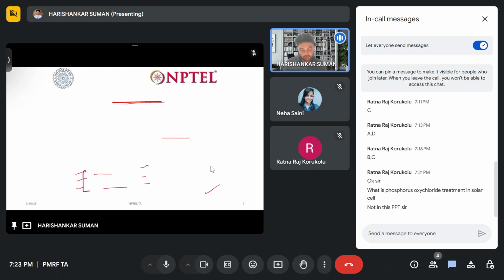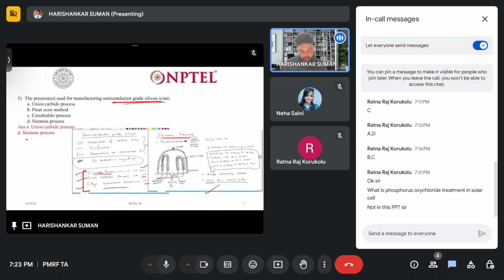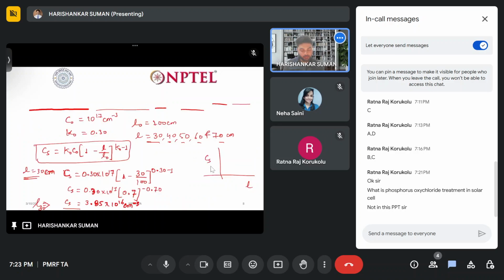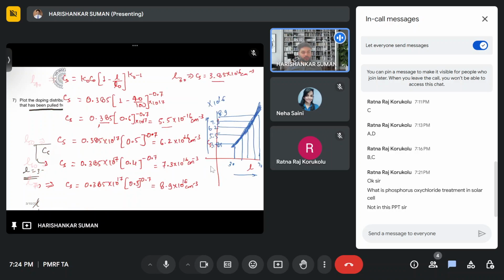Next, the process used to manufacture semiconductor grade silicon is the Union Carbide process or Siemens process, with about 60% yield from the Siemens process. Next, we discussed the plots based on the concentration variation from the lens initially in n-type silicon, and we solved this question plot.